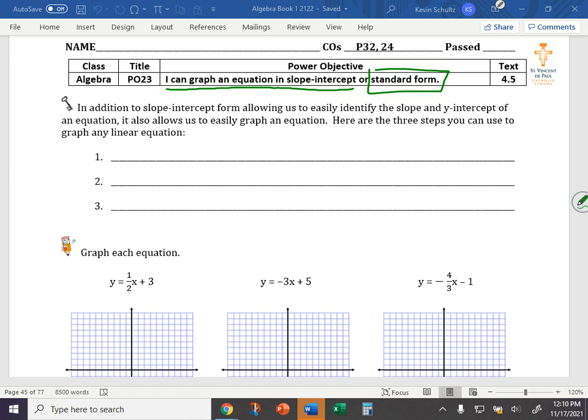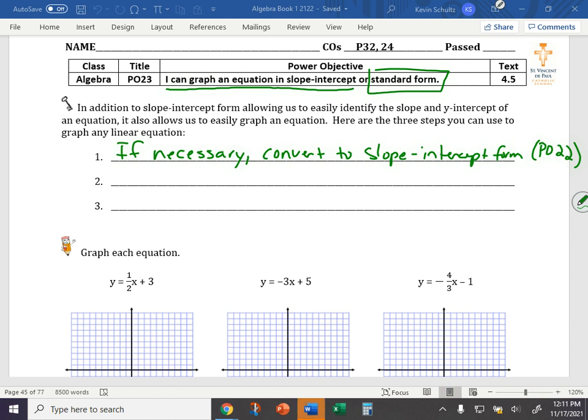And the three steps are as follows. The first one is actually only if necessary. You only need to do this if your equation is given to you in standard form. You just need to convert it to slope-intercept form, which we just did in PO22. So if something is given to you in standard form, that conversion to slope-intercept form happens first. And if you need to review that, you can look at what we did yesterday in PO22.